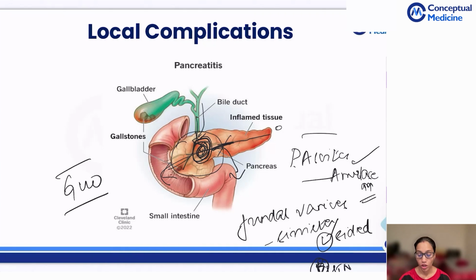So if you look at the local complications, see what are the structures around. You have vascular, that is behind. Then you have the gastric outlet obstruction. You have the duodenal obstruction. You have the CBD causing cholangitis and extrinsic obstruction.